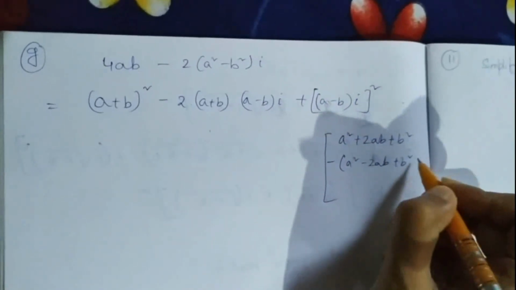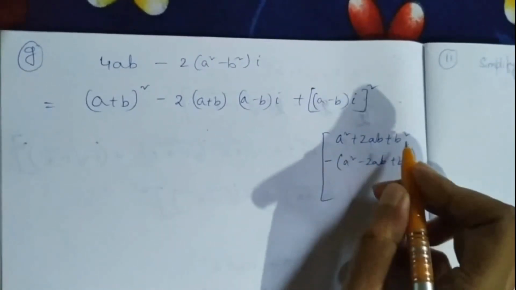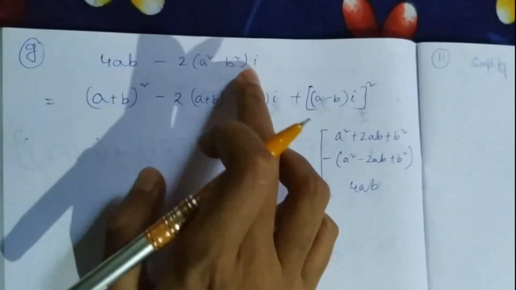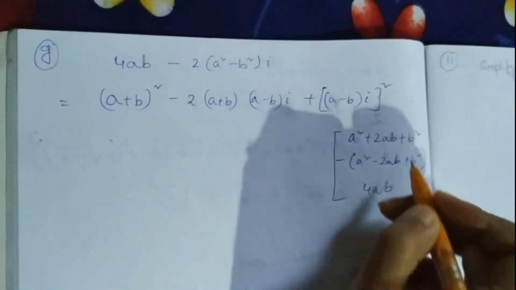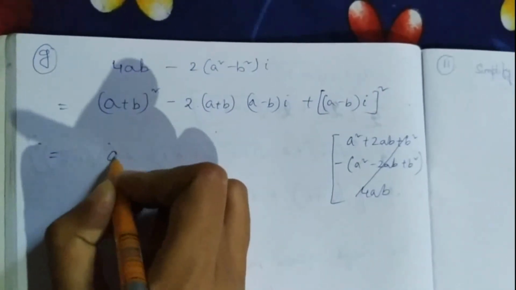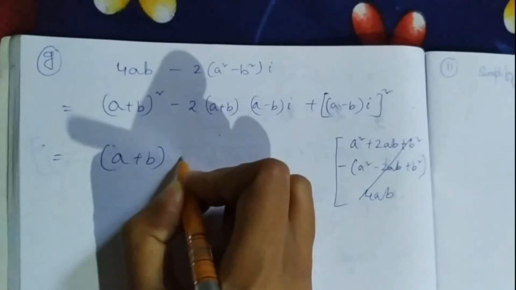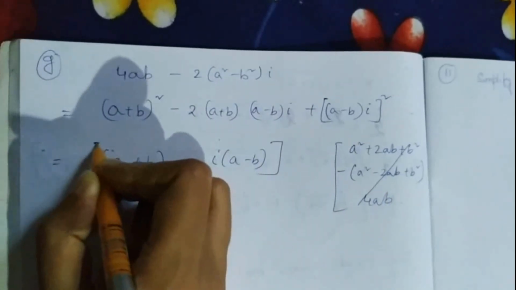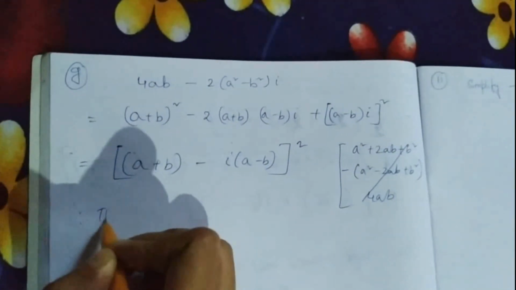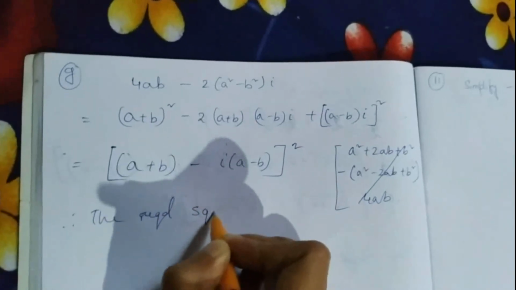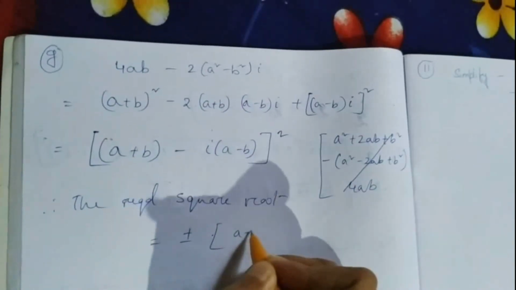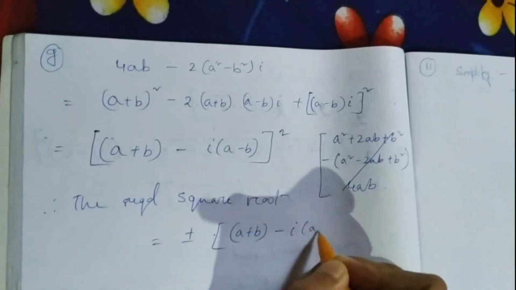The a minus b whole square formula. So ultimately this a square gets cancelled out, b square gets cancelled out, minus 2ab minus 2ab plus 2ab, so ultimately 4ab. So 4ab we got, no? And this is the a square minus b square formula, a plus b into a minus b into i. So here you see a plus b minus i into a minus b whole square. Therefore the required square root equals plus minus (a plus b minus i into a minus b).